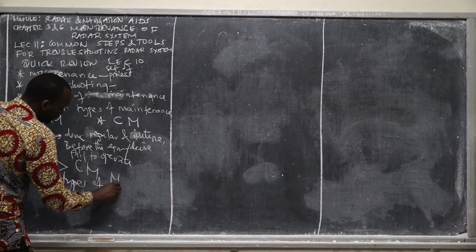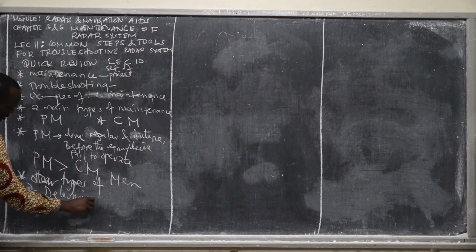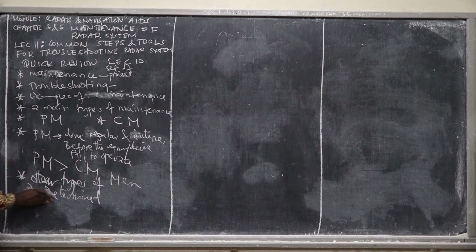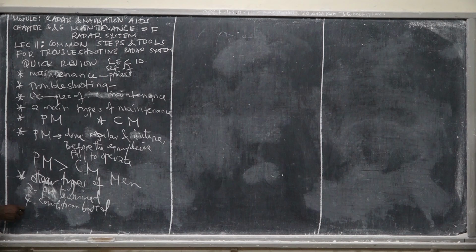And then we discussed the other types of maintenance. How many other types of maintenance did you mention? 5. The first one? Predetermined maintenance. The next one? Condition-based maintenance. The next one? Reactive.